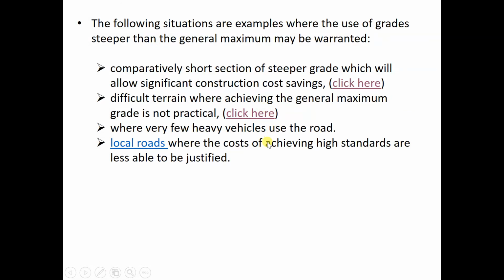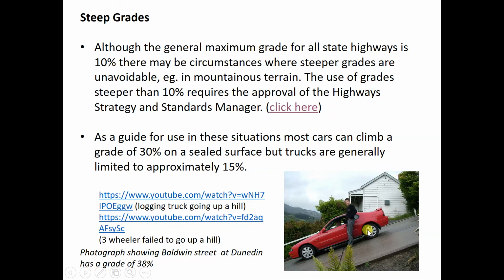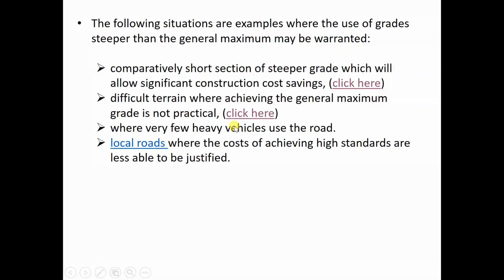Third, difficult terrains where very few heavy vehicles use the road. For example, the one we saw just now, no heavy vehicle can climb this hill, so probably 0% heavy vehicles, except for those military trucks. So if there are not many heavy vehicles using the road, probably you could use a certain part of the road section at more than 10%.